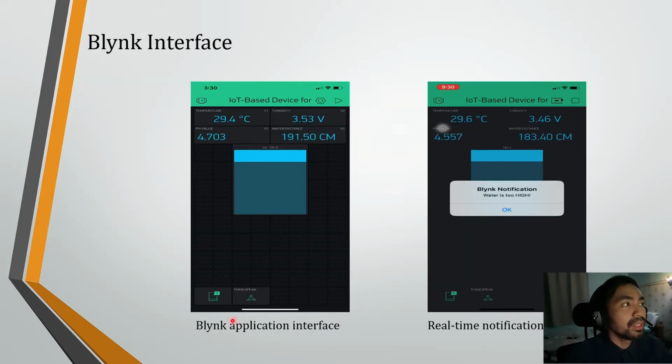Okay, next is the Blynk interface. As you can see, there are 5 widgets in this interface. First are temperature, turbidity, pH value, and water distance. This widget I added to let the user know what the real-time water level is. If the water level is almost full, the water level will show at the top of the tank. If the water level is low, the level will show at a lower level.